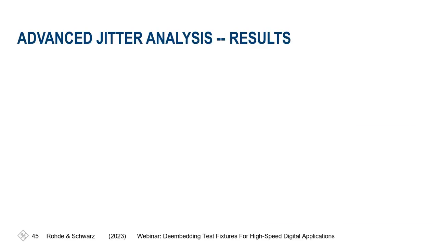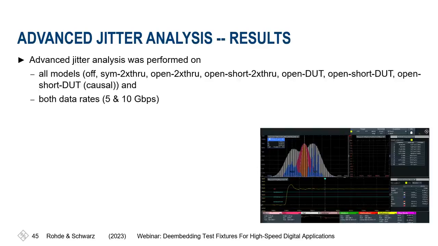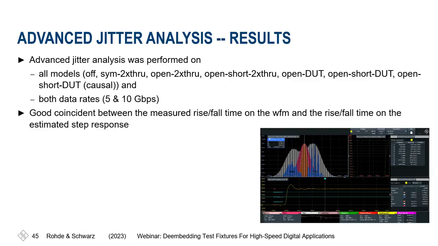For the results of the jitter analysis, you see a screenshot of the no deembedding on the 5G signal. We did the advanced jitter analysis for all the models. So not only the 5 models, we added also the no deembedding as well as the open short DUT causal model. And we did that for all the data rates, the 5 and the 10 gigabit. We see that we have a good coincidence between the measured rise and fall times on the waveform, and particularly also with the estimated step response, which you can see here in the lower part.